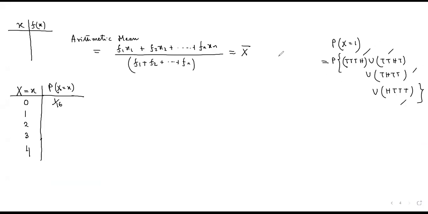So you can apply axiom 3, probability of A union B is equal to probability A plus probability B. So here also, you see the axioms are actually playing their respective roles behind the screen. So here the probability for each of these cases is 1 by 16. So 4 1 by 16s are there. So that will be 4 by 16.